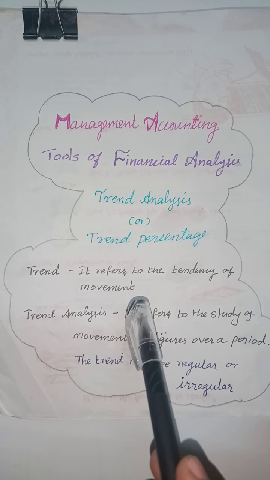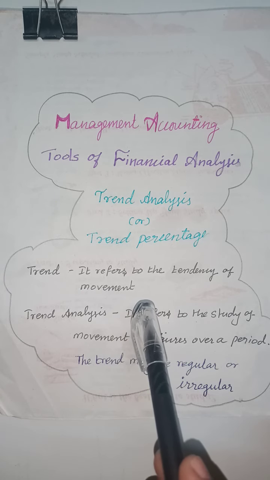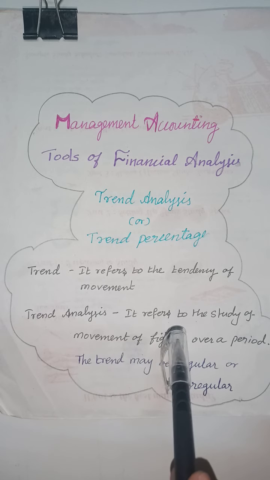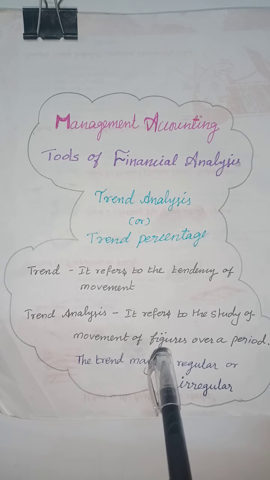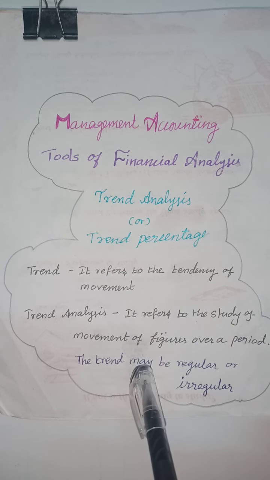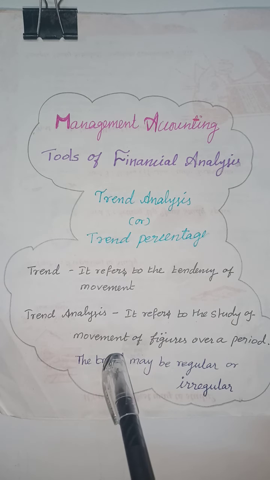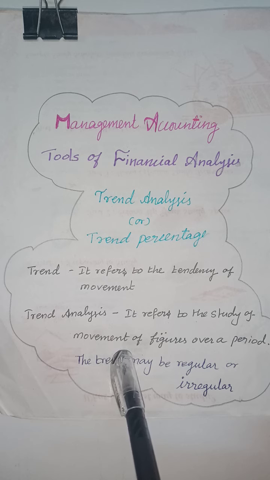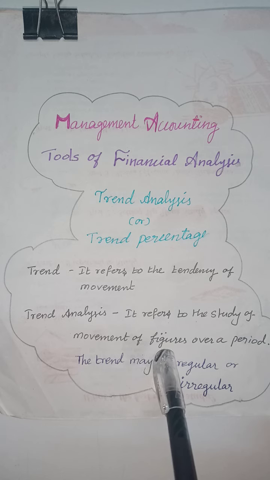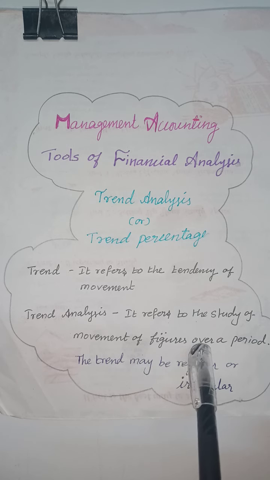So what movements should be made year by year in a business? Trend analysis refers to the study of movement of figures over a period. For a given period, some periods are given, and then we have to find out the trend analysis on the figures, the year by year movement of the figures in the process of business.